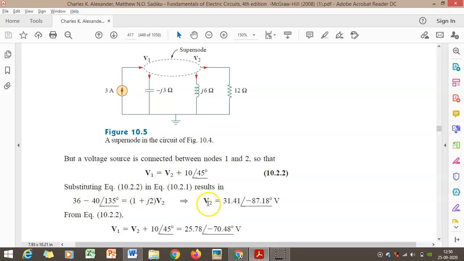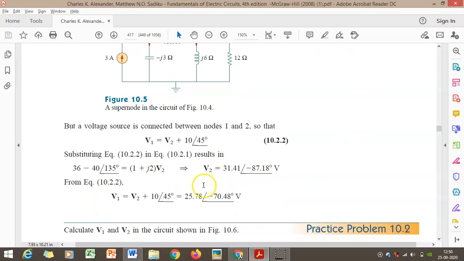Substituting, we'll get V2 equal to 31.41 angle minus 87.18. For this, we have to convert everything to polar form. Since it is in polar form, the answer of V2 will be in polar form. Now take this V2 and substitute it in either this or the previous equation. We will get V1. Substituting V2 in the second equation, V1 equals 25 angle minus 70.48. Okay, this is how we find V1 and V2.